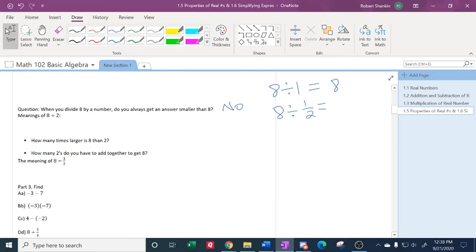How many times larger is 8 than 2? Also, that's equivalent to this. This has the same meaning when you ask this question: how many 2's do you have to add together to get 8? Okay. So we'd answer these questions: how many times larger is 8 than 2? It's 4 times larger. How many 2's do you have to add together to get 8?